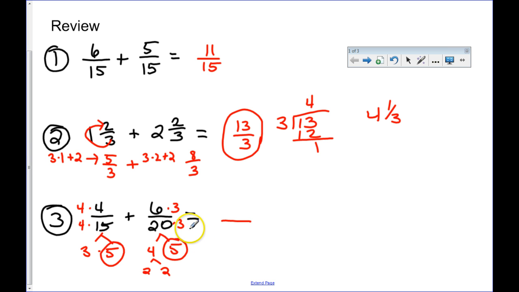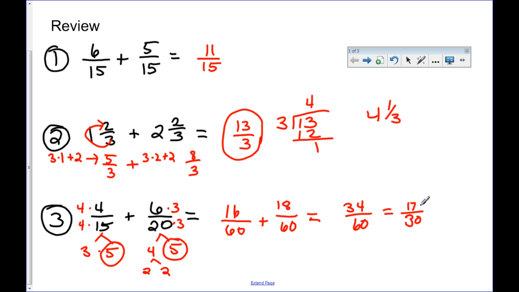Okay? So 4 times 4 is 16. 4 times 15 is 60. 6 times 3 is 18. So 18 plus 16, 34 over 60. Could I reduce this? Yeah. Sure can. Okay, so if I divide them both by 2, it'd be 17 over 30.